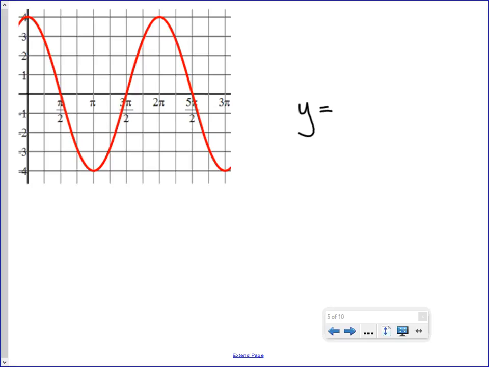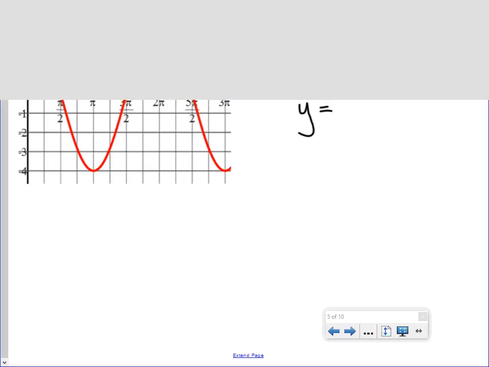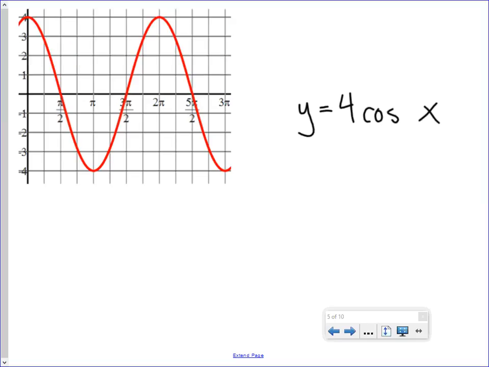Okay, I'd like an equation. Trevor, what do you guys got? y equals 4 cosine x. Does anybody have an equation that is different from y equals 4 cosine x that we could put up there? Any different ones? Oh, what have you got?